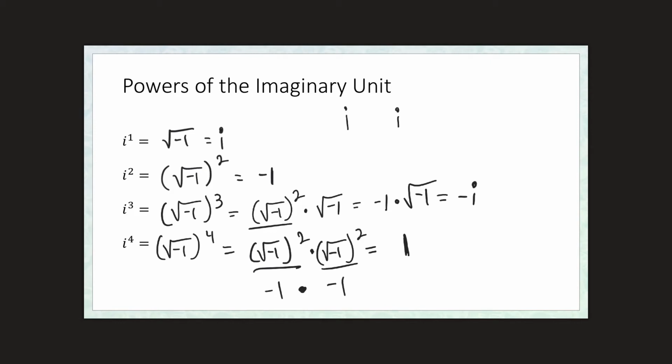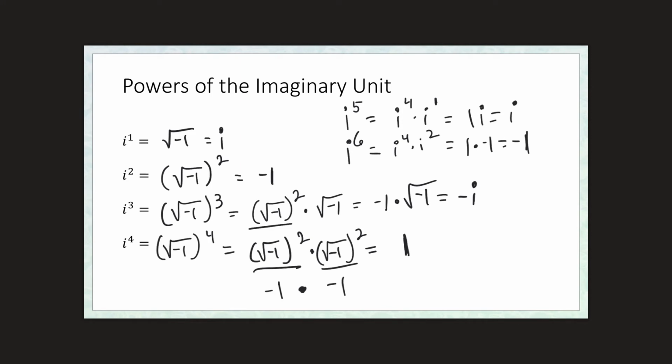Let me write it. i to the fifth would be i to the fourth times i to the first. And we know i to the fourth is 1, and i to the first is i. It's just 1 times i. We're just right back to i again. i to the sixth, though, that would be i to the fourth times i squared, which would be 1 times -1, which is -1.